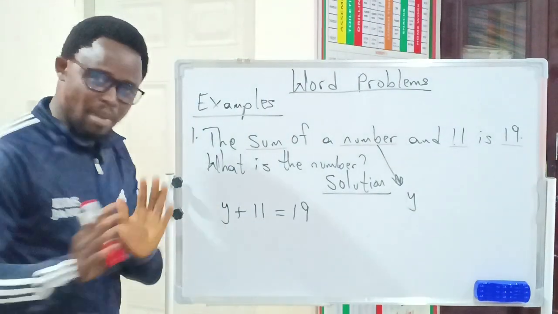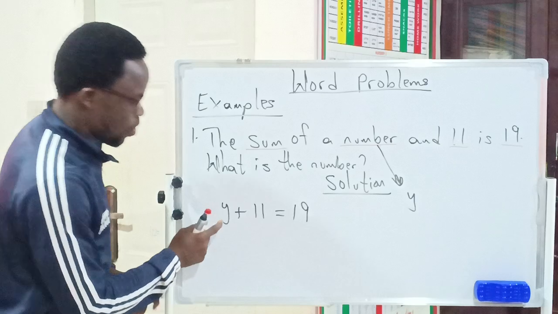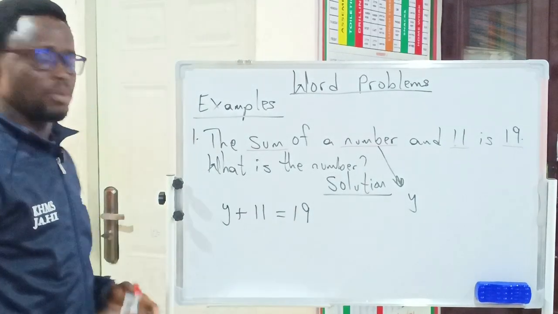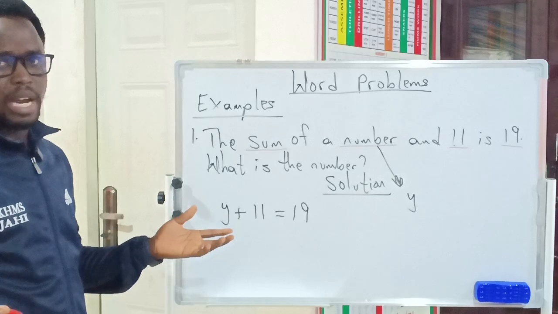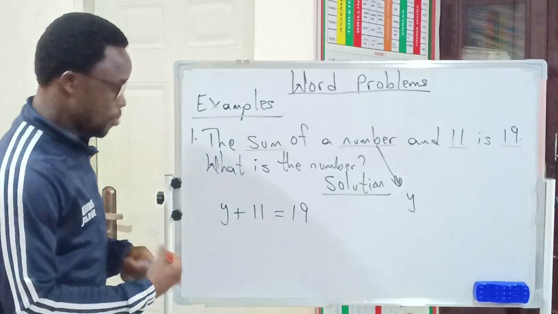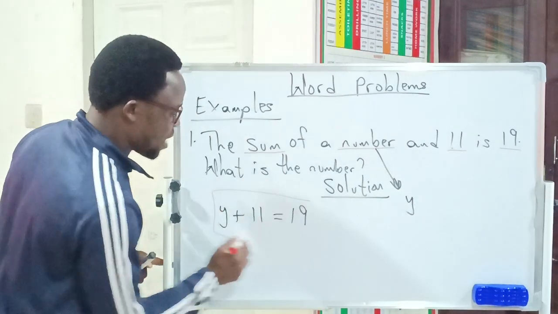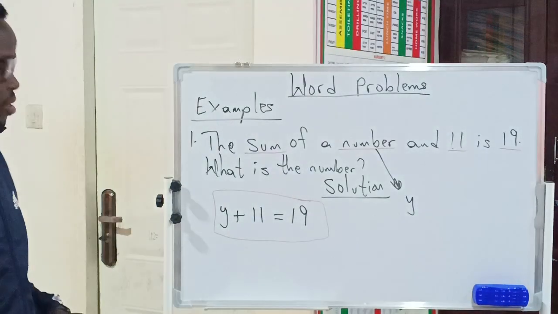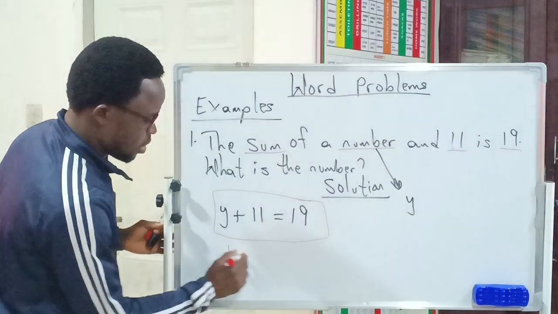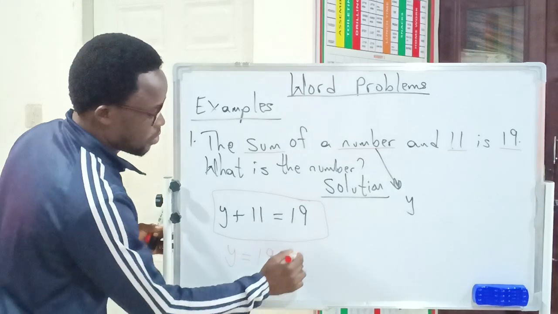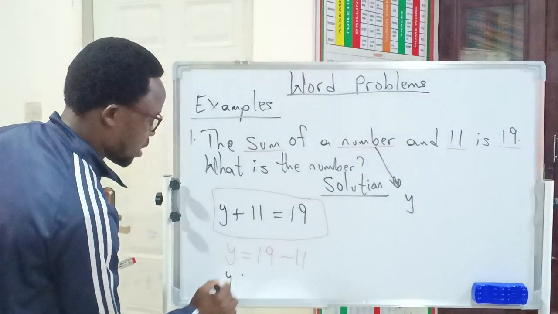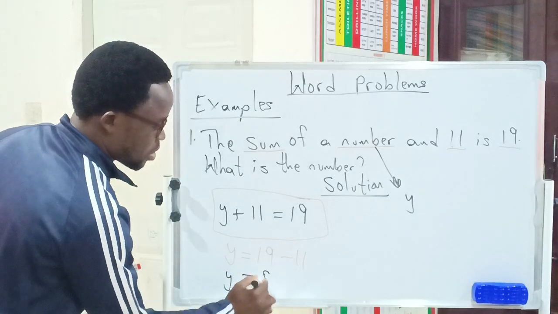Now, in a layman's way, you don't need to stress yourself. What number will you add to 11 to get 19? Very simple. At least we all know the number. But this interpretation is very, very crucial. Once you have this, you have gotten the answer. So automatically, y is 19 minus 11. Just remove 11 from 19. And y is 8.